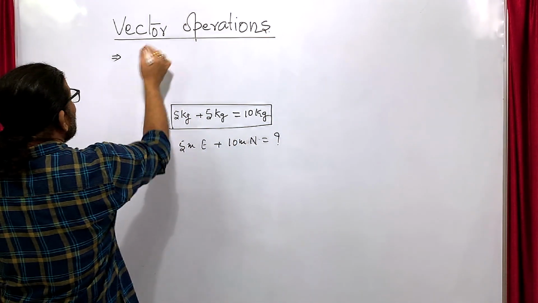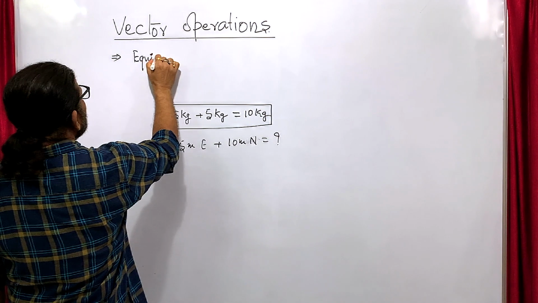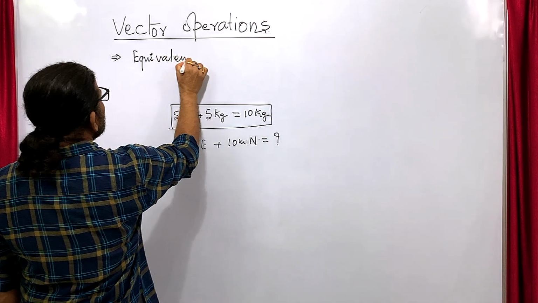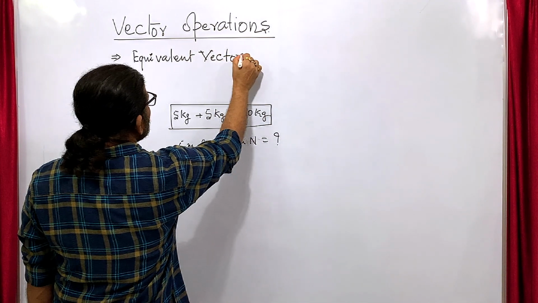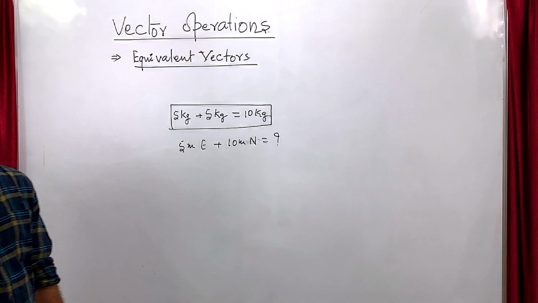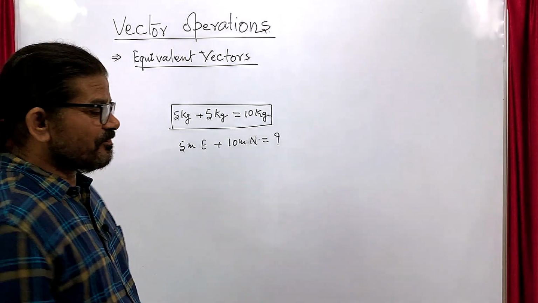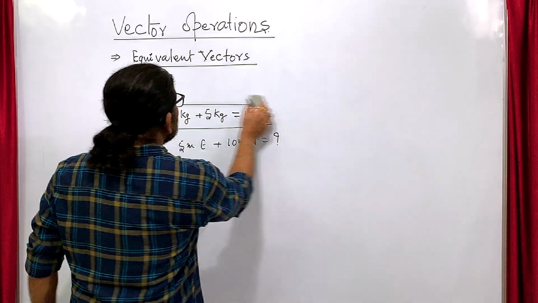So see here, I am starting this vector operation with a new vector called the equivalent vector. See what equivalent vectors are, we have to see. Now just try to understand.